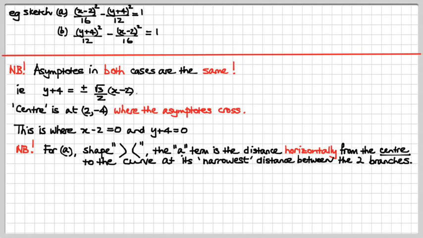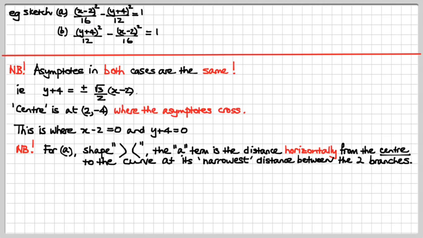Now, NB, what have I written here? For A, yes, the shape is a left and right branch. And this is very important for you to get: the A term is the squared term under the x. The A squared in this case is 16, so A would be 4.